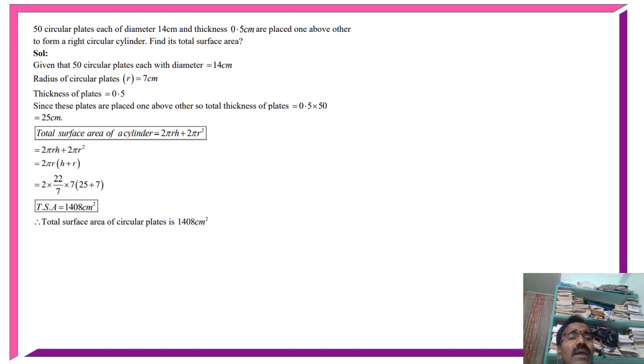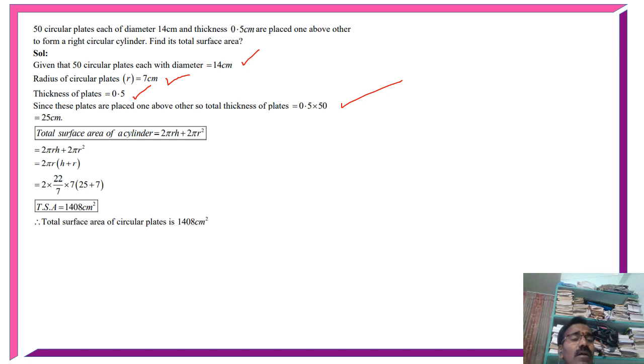So next, 50 circular plates, each of diameter 14 centimeter and thickness 0.5 centimeters, are placed above one another to form a cylindrical shape. Find the total surface area. So how many plates are there? Diameter is 14, so radius is 7. Thickness is nothing but height. 50 plates, such type of plates are there. Total height is 50 into 0.5, that is 25 centimeters.